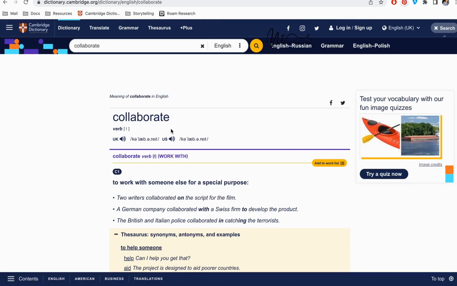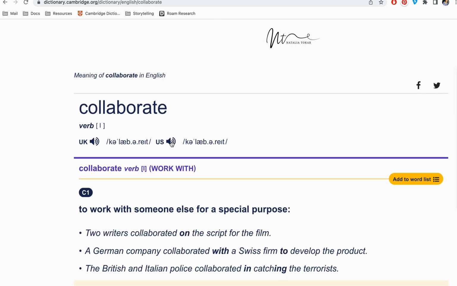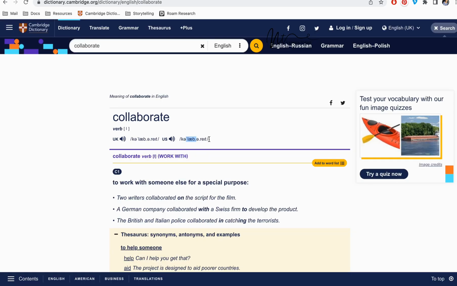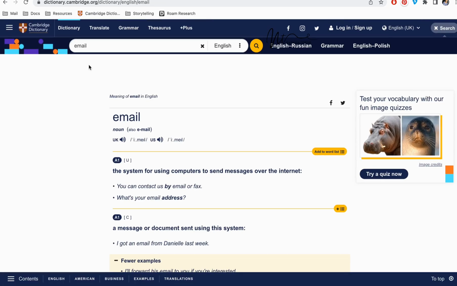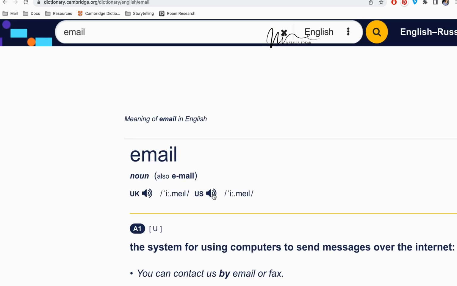For example, I hear a lot of people say collaborate, but in fact it's collaborate. If you consistently stress words incorrectly, that creates a lot of confusion for your audience. The first thing you want to fix is syllable stress. Another common mistake is that people mispronounce this word. So many people say email, but it's email.